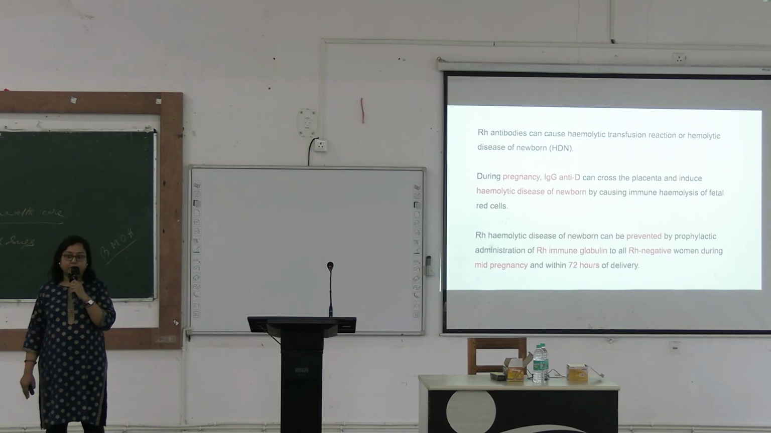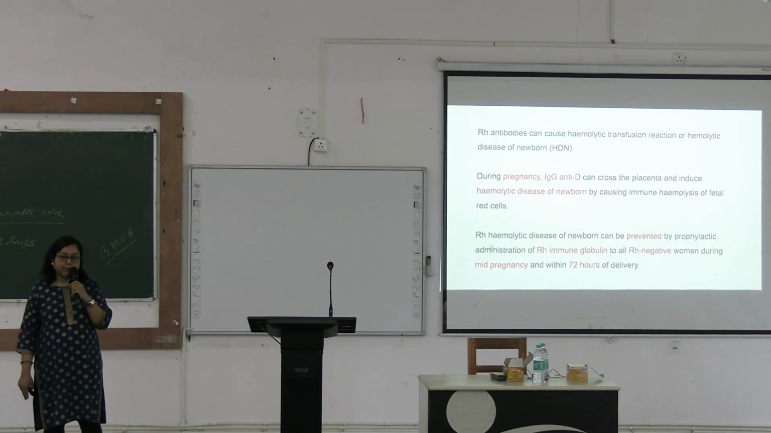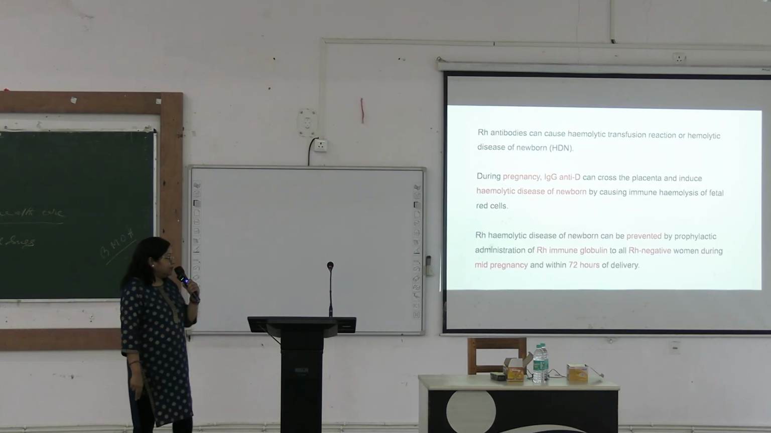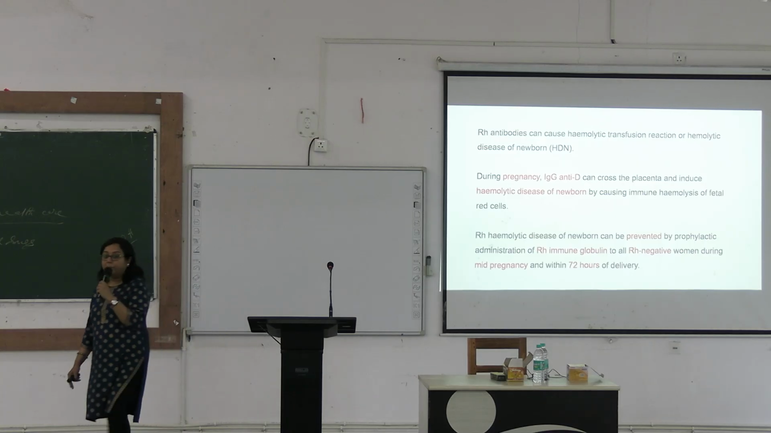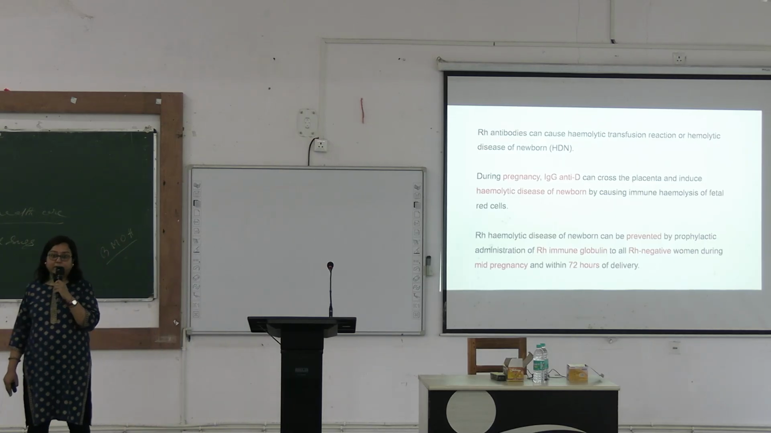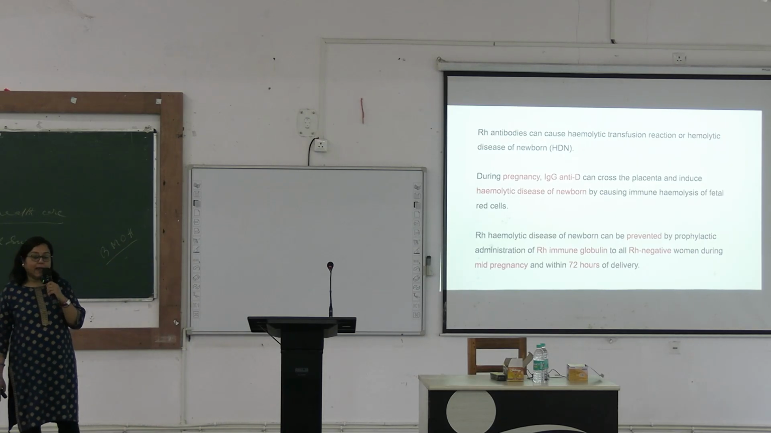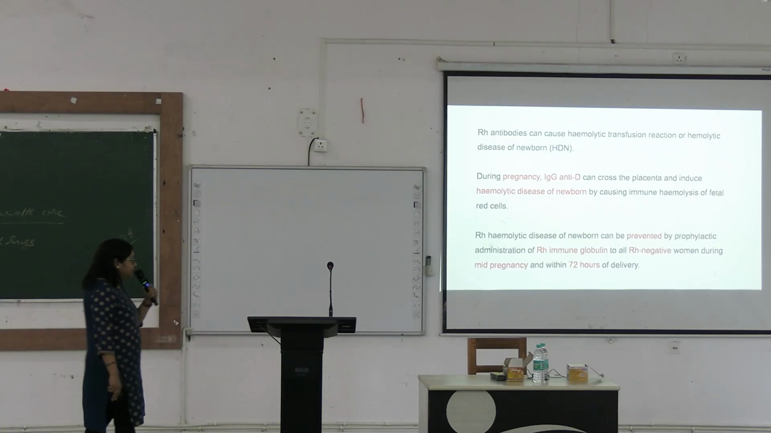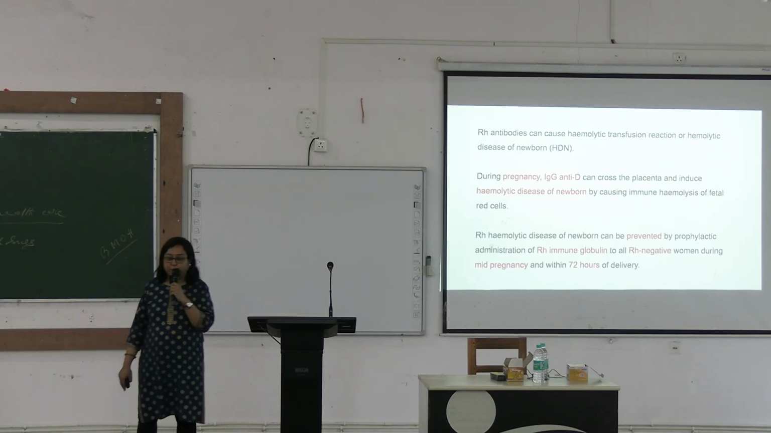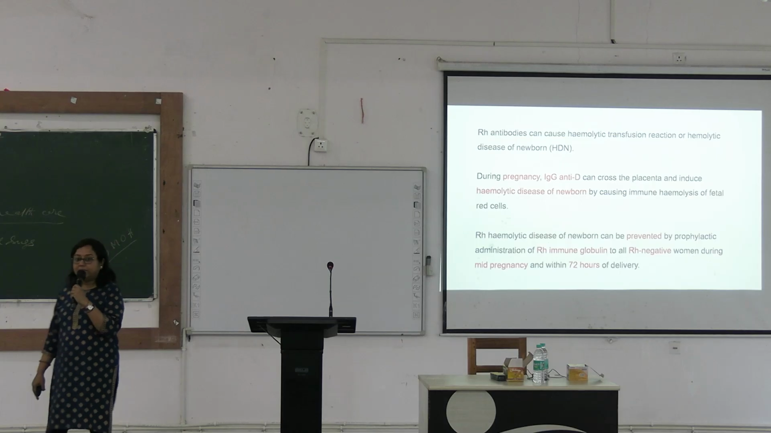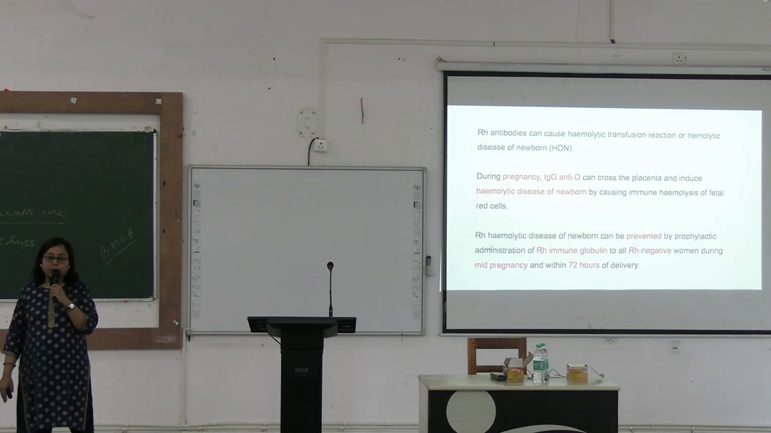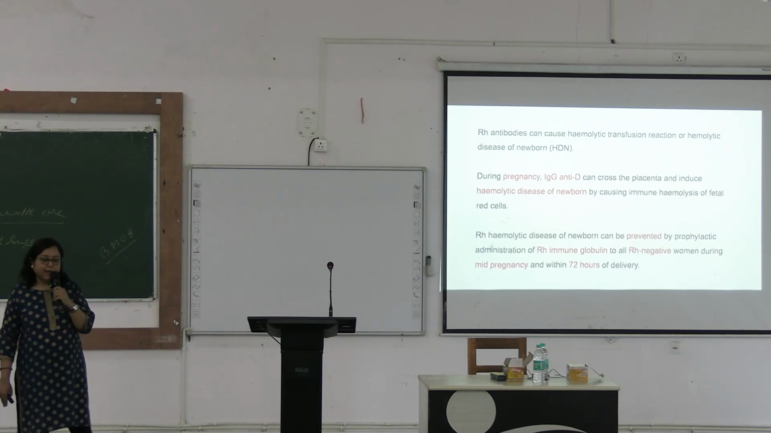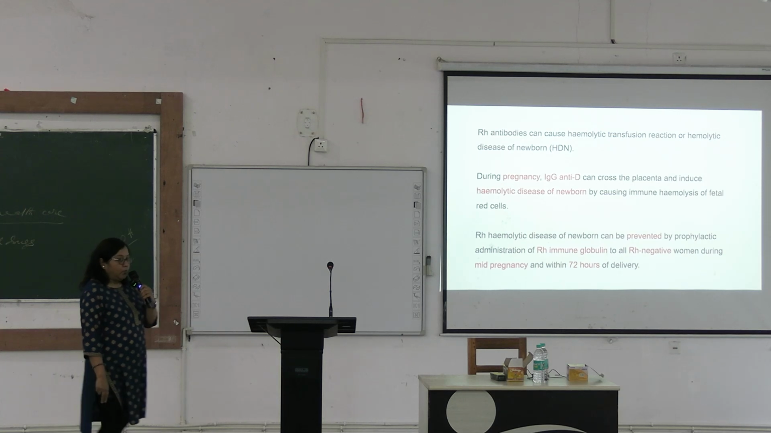This is a very important question in the exam. Now, Rh hemolytic disease of newborn. So, how can we prevent it? It can be prevented by prophylactic administration of intravenous Rh immunoglobulin to all the Rh negative mothers during mid-pregnancy as well as within 72 hours of delivery.